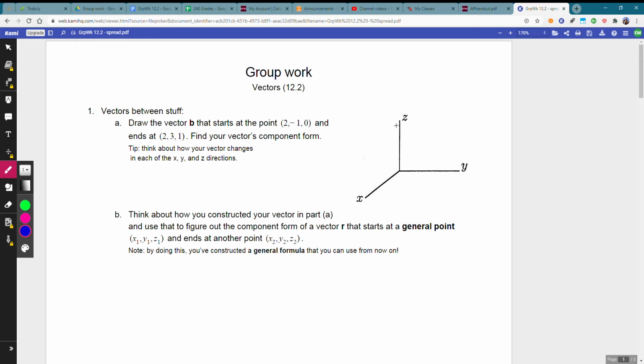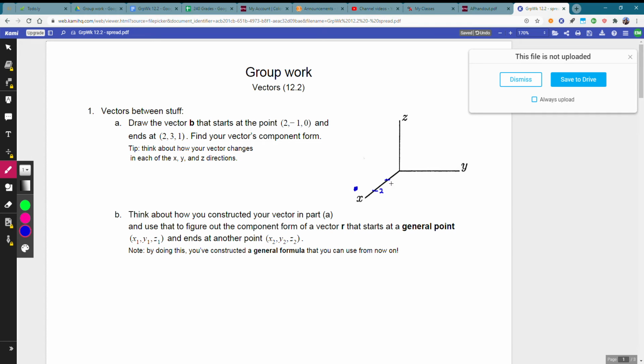Alright, so we're going to talk through our group work on vectors. And the first problem is about vectors between stuff. It asks us to draw the vector that starts at the point (2, -1, 0) and ends at (2, 3, 0). So we can quickly sketch that in. So 2 in the x, and then -1 in the y brings us over here, and 0. So there's our first point.